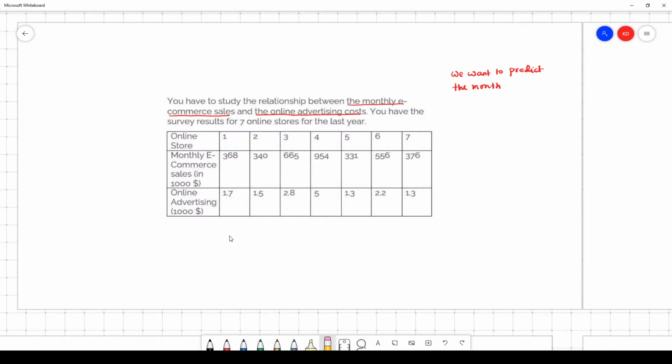So here I already mentioned that we have to study the relationship between monthly e-commerce sales and online advertising cost. Here we want to predict the monthly e-commerce sales on the basis of online advertising cost.